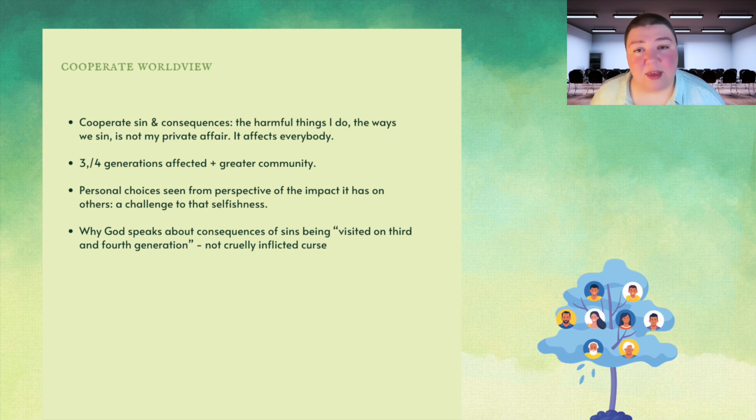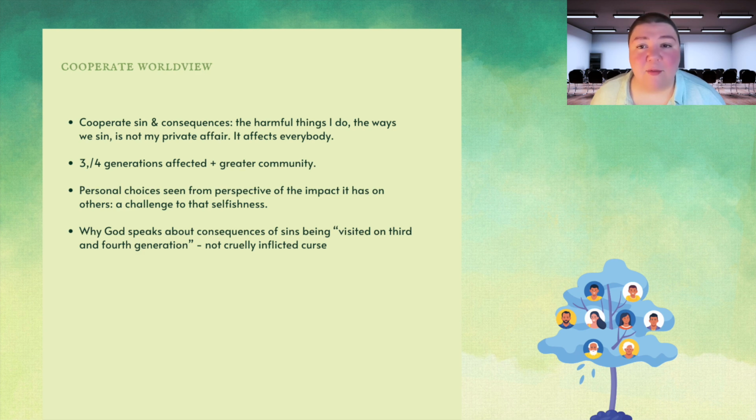So that's why thinking corporately enables us to think of what impact our sin has not just on me, but on others. This is, for example, why there are texts where God talks about the consequences of sin being visited on third and fourth generations. This is not about corporate punishment. It has nothing to do with inflicting some curse on children because of what their parents did.